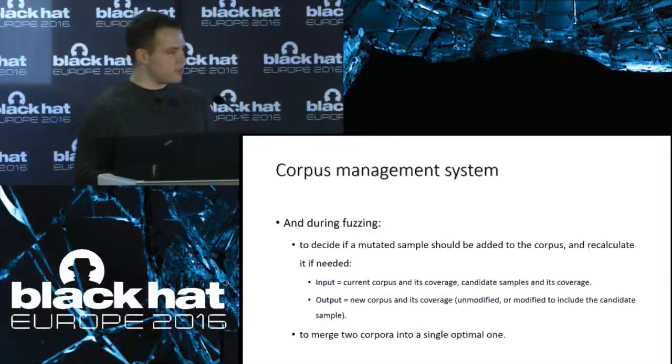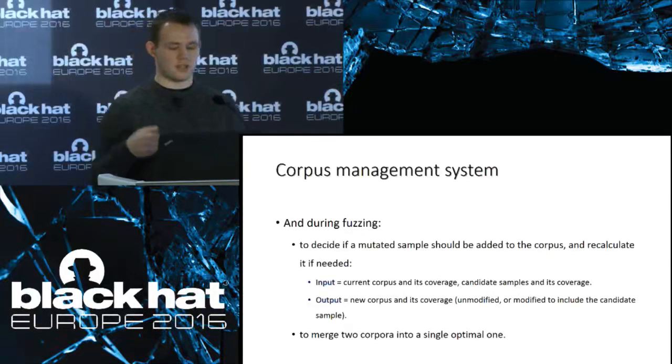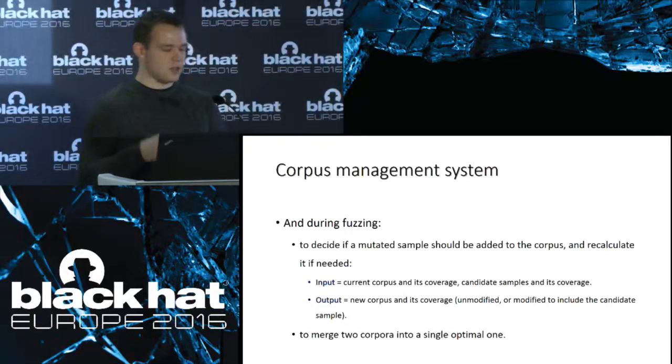This is the first property, and the second one is that we would also like to use it during fuzzing. First of all, to decide if a specific mutated sample should be added to the corpus at runtime, and to recalculate all of this coverage information if needed. So the input here would be just the current corpus and its coverage, and the candidate sample and its coverage. And on output, we should have the new corpus and its coverage.